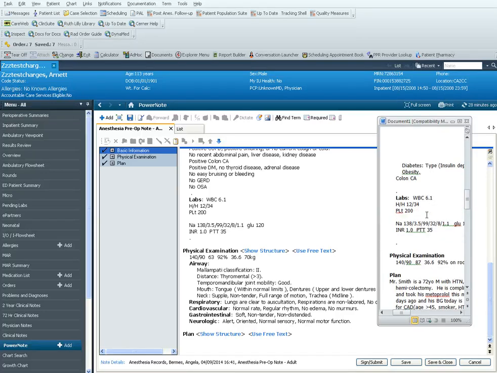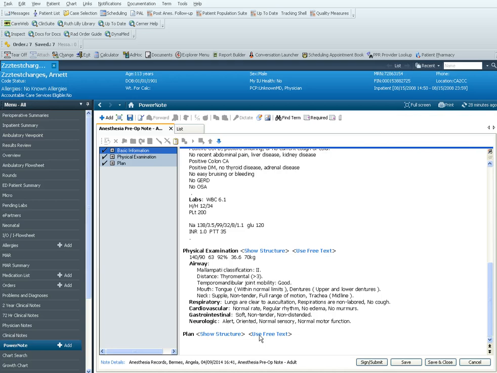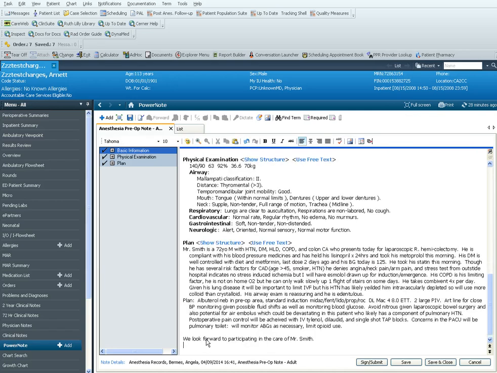Okay, so plan. Again, like we learned in med school, this should actually be assessment and plan, but in Cerner it's just plan. So you're going to have to insert your assessment. Always use free text for this section. And I already have one pre-made.